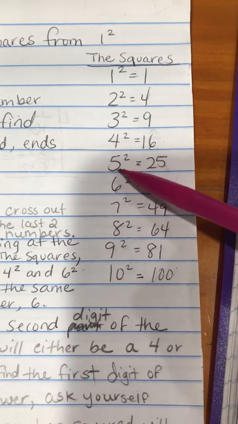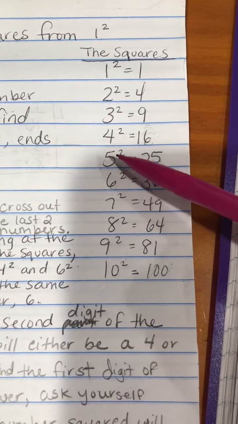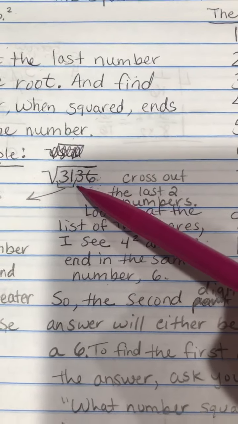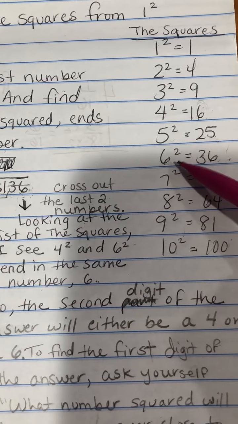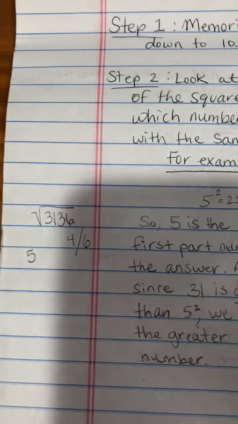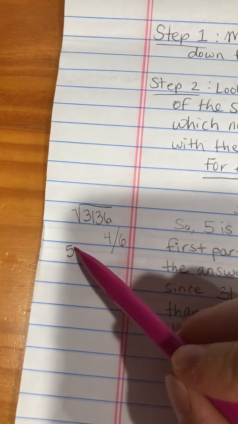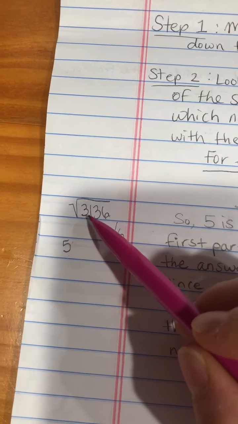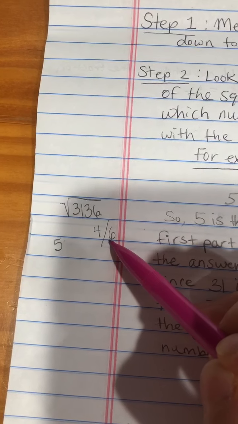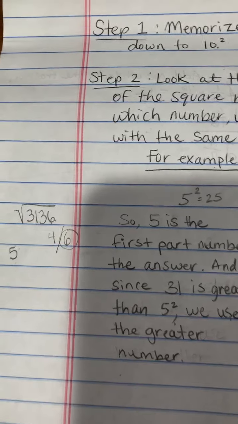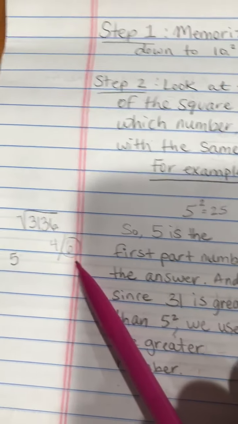So that means the first digit in my answer to the square root of 3,136 is going to be 5. So I'll write that over here, 5. Now we know 5 squared is 25. 31 is greater than 25, so that means we choose the greater of the two base numbers from the beginning of the problem.